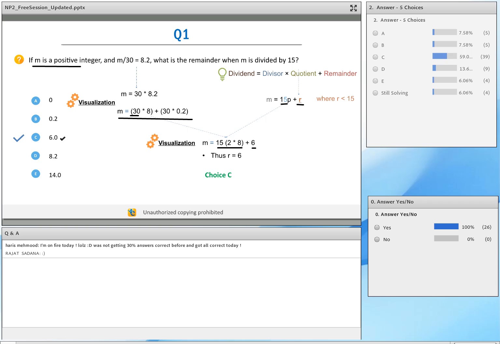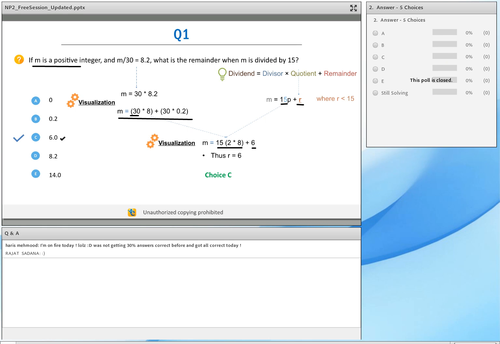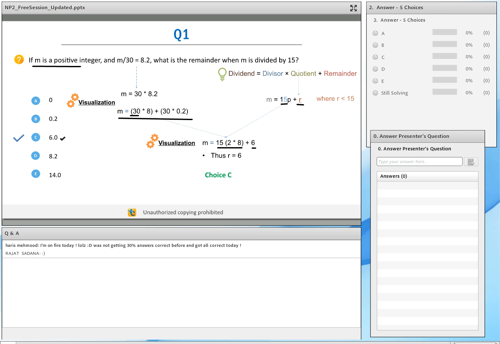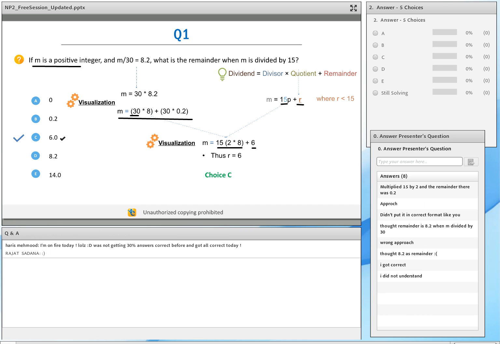Okay. Now, for those of you who made a mistake, where did you make a mistake? Let's clear these answers and figure out. Isn't this step much longer than simple division? No, Amandeep, it isn't. For those of you who made a mistake, where did you make a mistake? Okay, the approach was wrong. Thought 8.2 was the remainder. Okay.